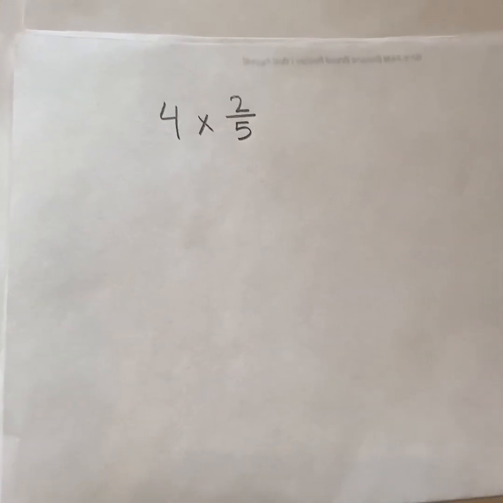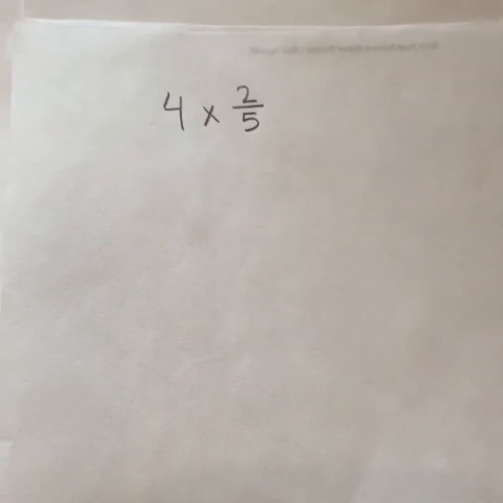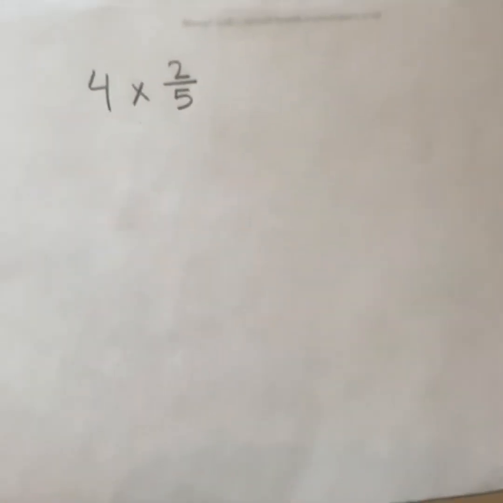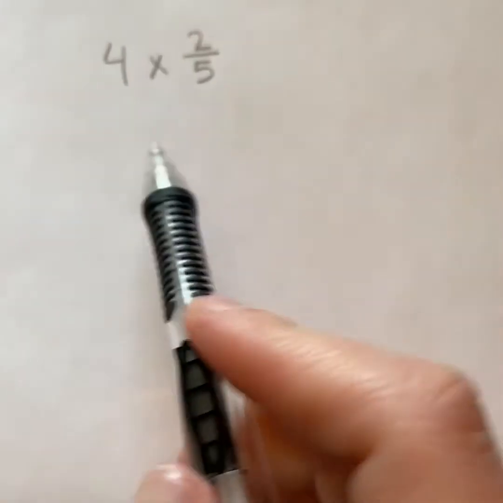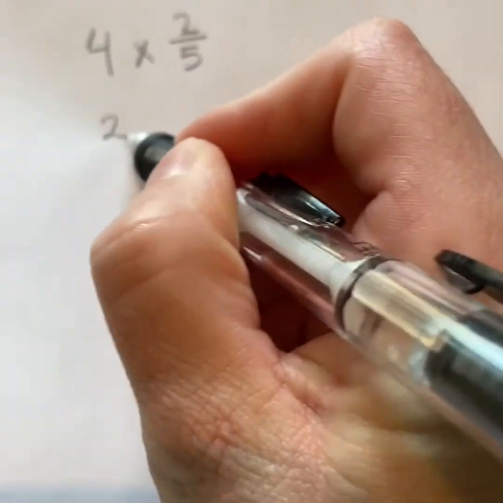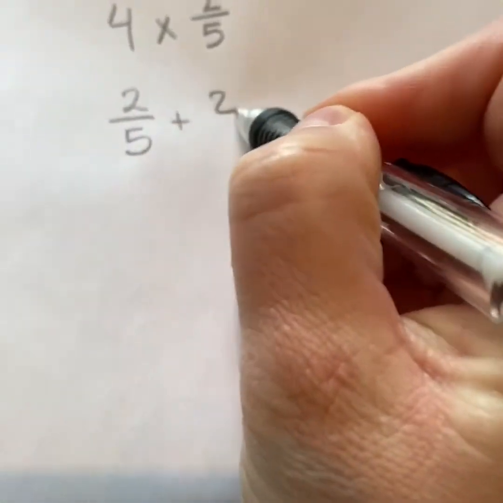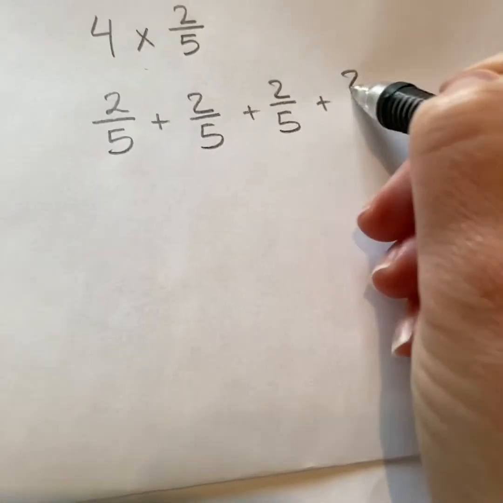So the first thing I'm going to do is go over an example of what it looks like when we multiply a fraction by a whole number. So take a look. Okay, let's say, for example, I have 4 times 2/5. Now, whenever we have a multiplication sentence, we can always rewrite that as repeated addition. So I can write this as 4 groups of 2/5. So that's just writing 2/5 4 times. So 2/5 plus 2/5 plus 2/5 plus 2/5.